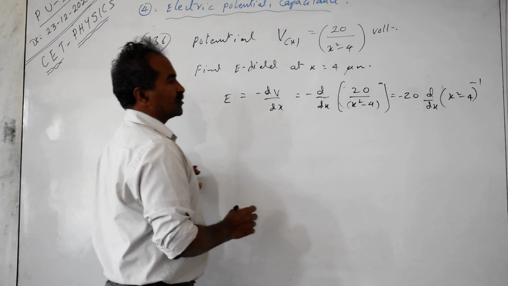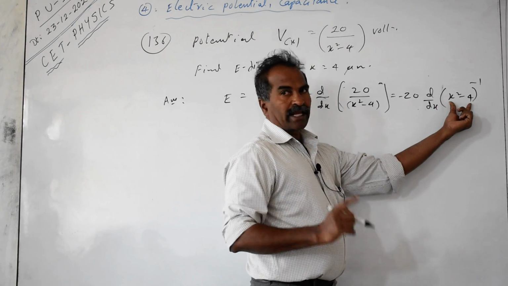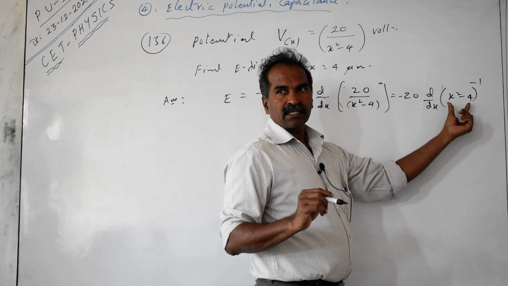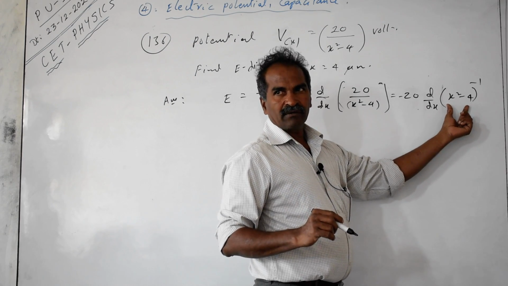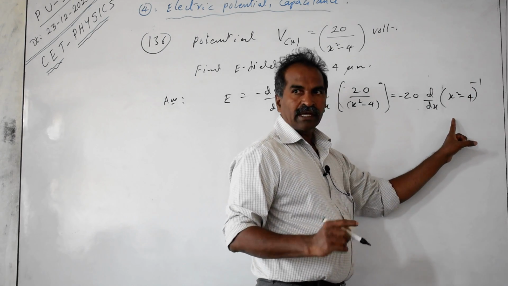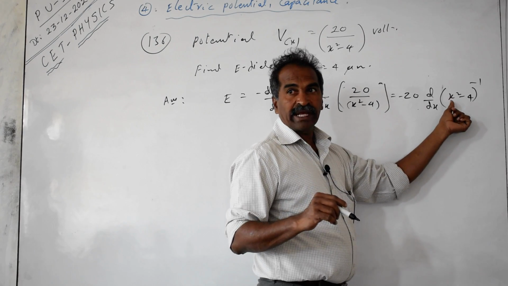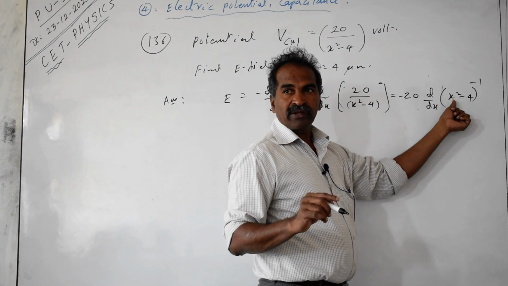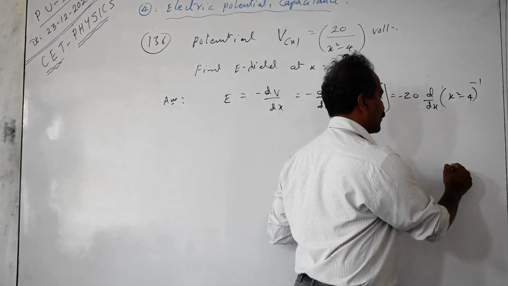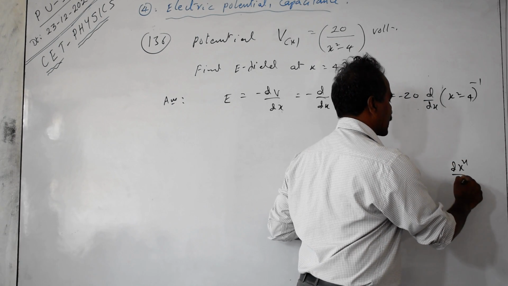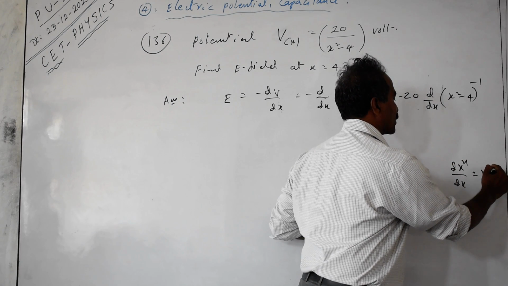Differentiate that part. In this, the whole quantity is one variable, but you have to take the derivative twice. First differentiate the whole quantity, then differentiate inside the bracket part, only x square. The differentiation of x to the power of n, d(x^n)/dx, is equal to n into x to the power of n minus 1.